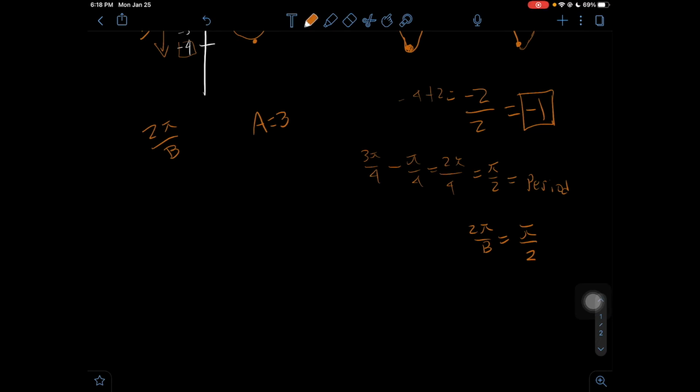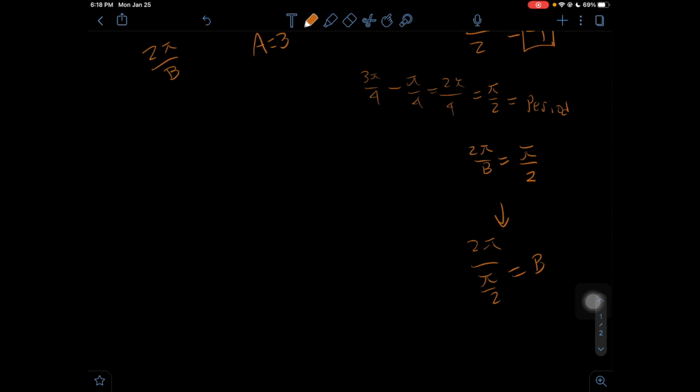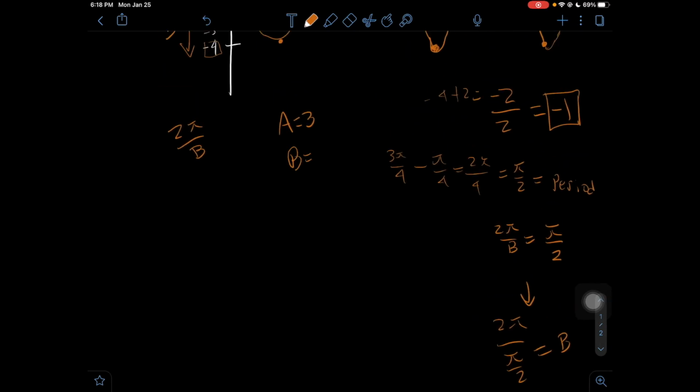So now what we can do is try to isolate for b. So it would give us 2 pi over pi over 2 equals b. And then remember when dividing by fractions, you multiply by the reciprocal. So we have 2 pi times 2 over pi, leaving us with 4 pi over pi. The pi's will eliminate each other, leaving us with 4 equals b, or b equals 4. So we just determined our b value is 4.